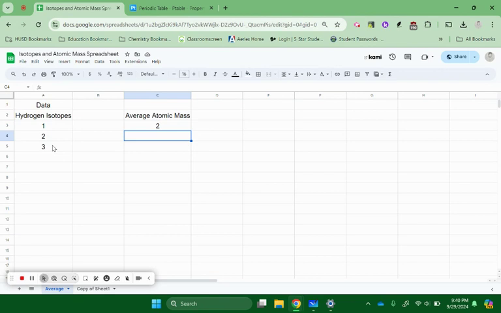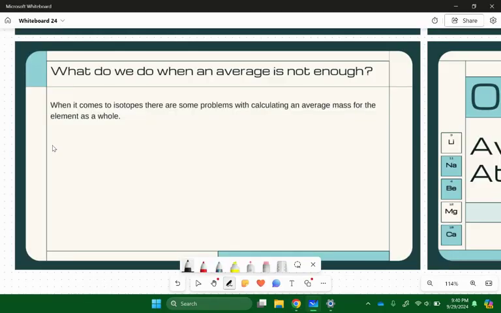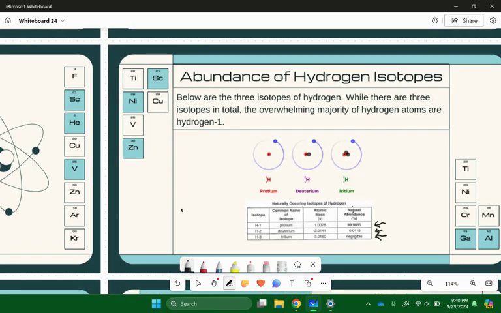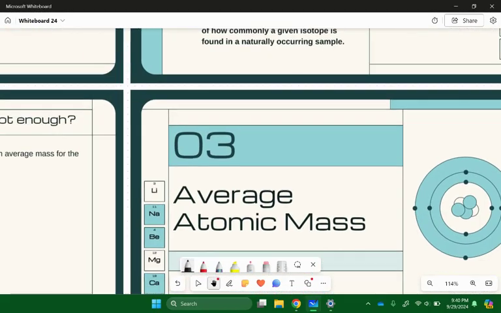But there's the problem, right? Because we know from that previous slide over here that most hydrogen, 99.98% of it, is protium. It has a mass of 1. So if you were to take just an average hydrogen atom, it's probably going to have a mass of 1. So why is it that it can have a mass of 2 like that? Why is the average mass allowed to be 2?